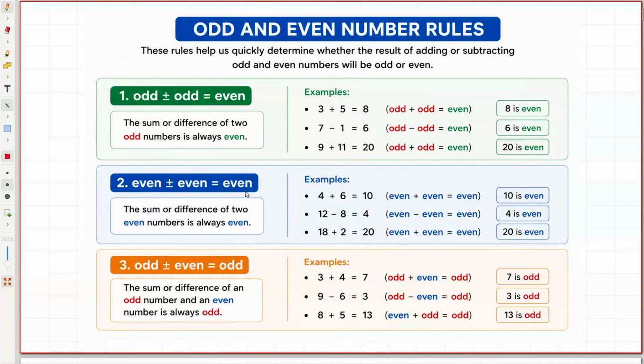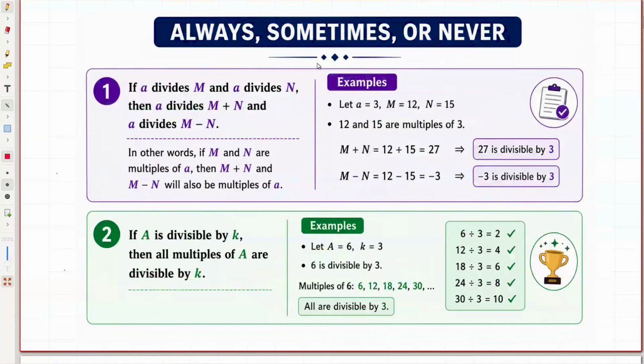Next, always, sometimes, or never. They may ask these in 1 mark questions, whether it is always true, sometimes true, or never true. It is a true or false question.